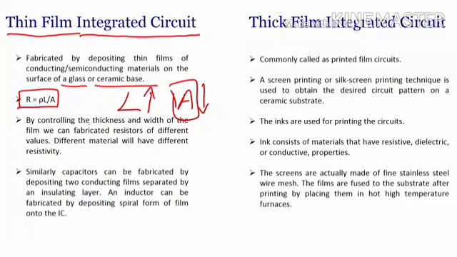So, by controlling the thickness and width of the film, we can fabricate resistors of different values. Different material will have different resistivity. Similarly, capacitors. What does capacitor mean?